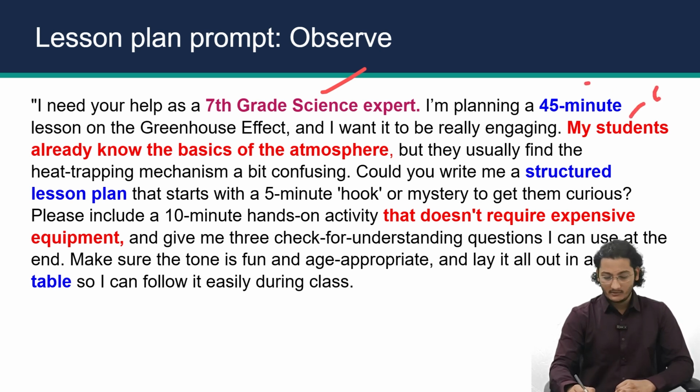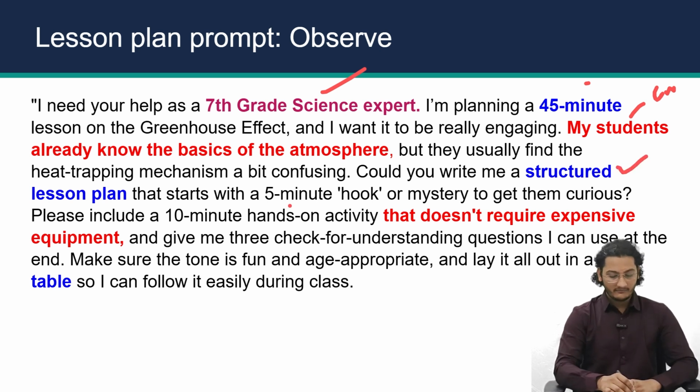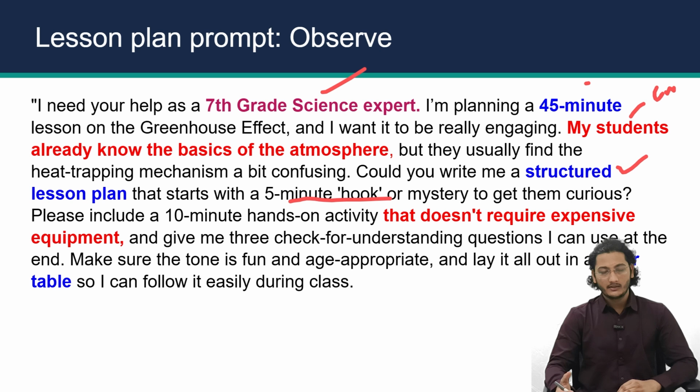This is context. So suppose you have a very tough topic and you are giving that my students have knowledge of this topic, this is the context. So it will generate some relatable content. But we usually find the heat trapping mechanism a bit confusing. You are very clear about which topic is unclear to students. You want a structured lesson plan with a 5-minute hook or a mystery to make them curious. This is your own innovation, how you want the classroom to look.